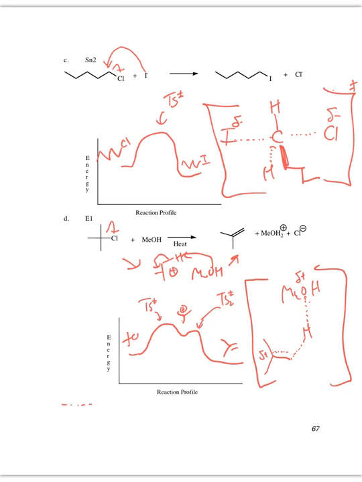Now, transition state number 1 is exactly the same as what we had in the SN1, where we have the bond between the carbon and the chlorine lengthening out, where you have a partial negative on the chlorine and a partial positive on the carbon. And this is what our transition state number 1 looks like.